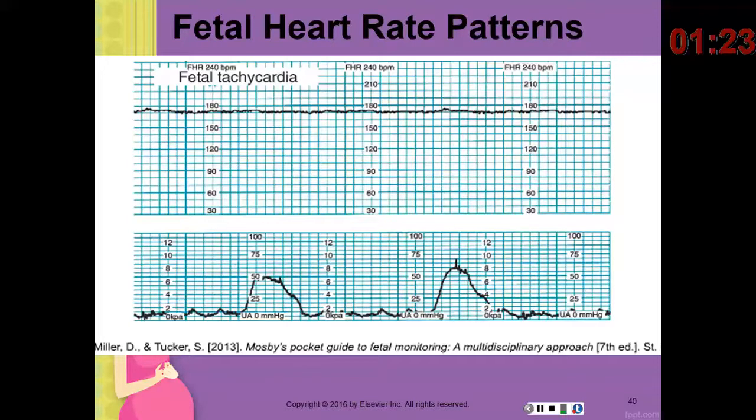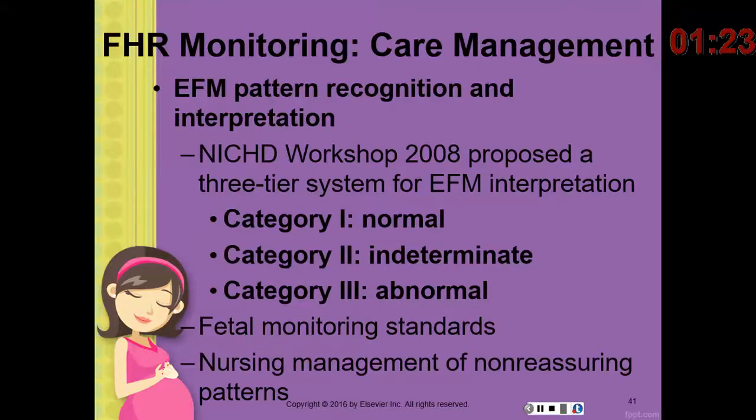Nurses are responsible for reading, interpreting, and doing the interventions of the fetal heart monitoring. So we have to be reading that strip in the first stage, and in the second stage, we have to be reading that strip every 5 to 30 minutes, depending upon the stage and the risk level of mom. All right, we're going to keep going here.